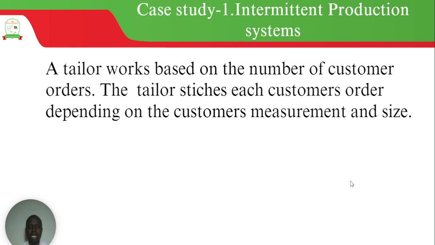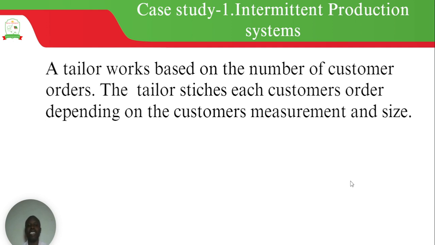This is a case study, an example of what we call an intermittent production system. It's an example of how tailors work. They work based on a number of customer orders. A tailor cannot just wake up and go start making a shirt or a trouser.